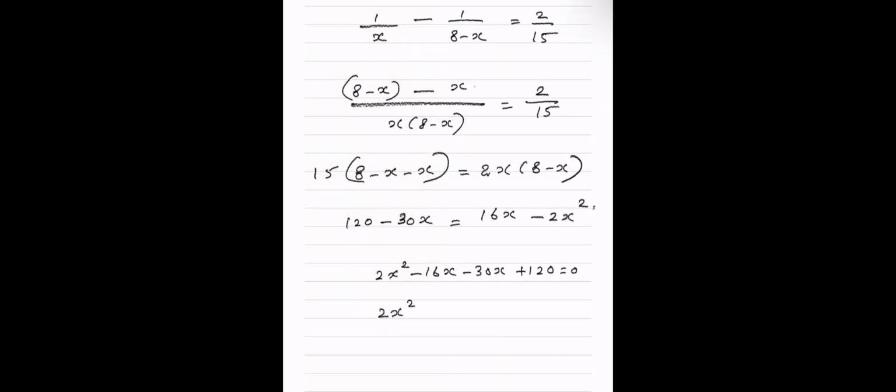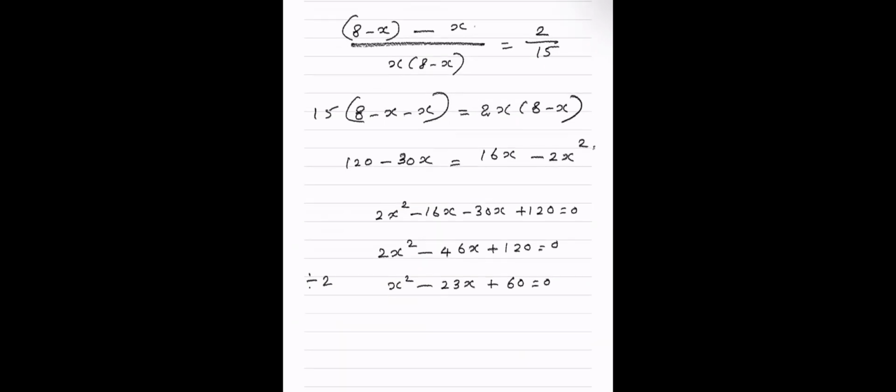Now, what is 15 into 8? 120 minus 30x equal to 16x minus 2x square. So 2x square minus 16x minus 30x plus 120 equal to 0. This gives 2x square minus 46x plus 120 equal to 0. Divide by 2 because everything is a multiple of 2: x square minus 23x plus 60 equal to 0.